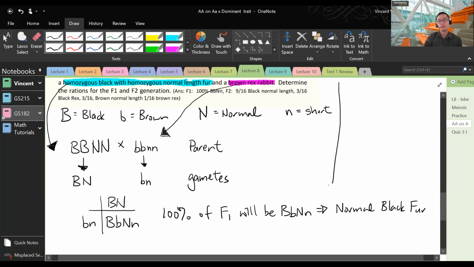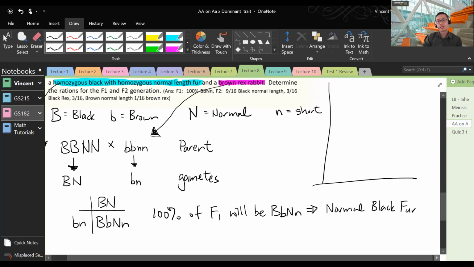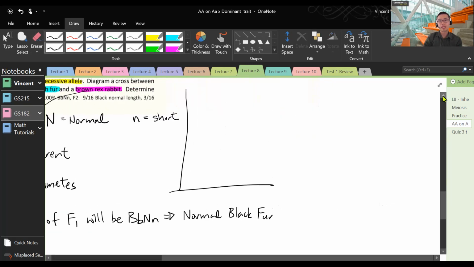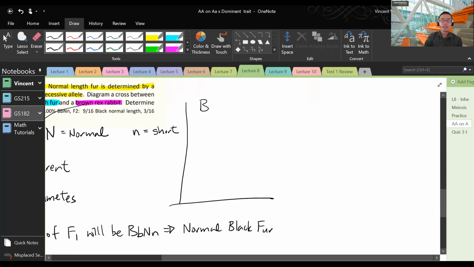Okay, so for example, let's just pause this question for a second, and let's say we have a rabbit that's big B, small b, big N, big N, and then cross with big B, small b, big N, small n. This is not really related to what we're doing, but I'm just showing you on the side, right?